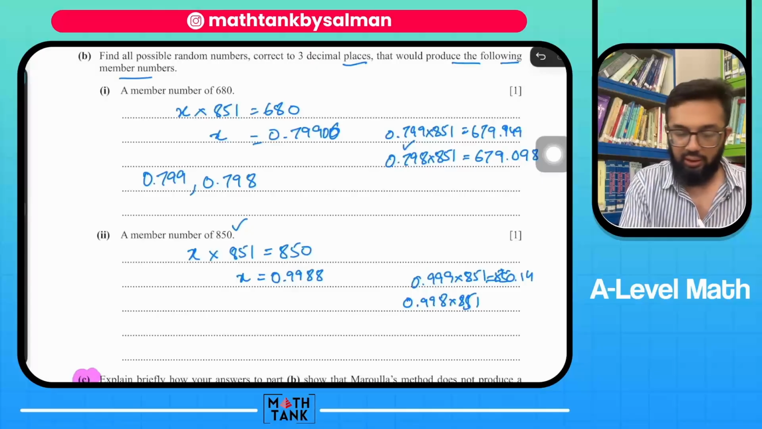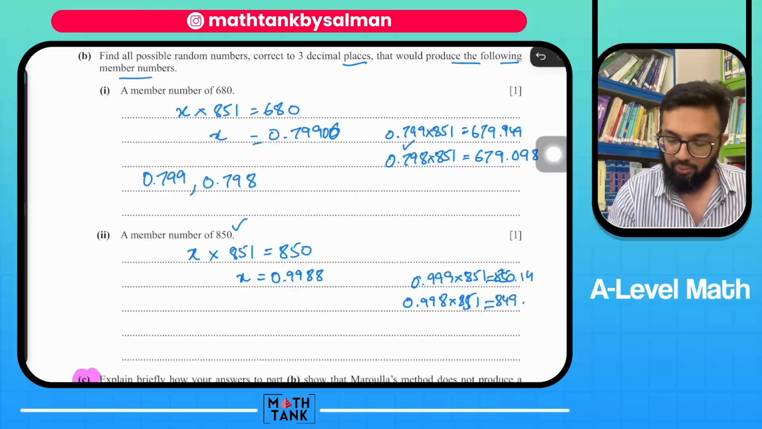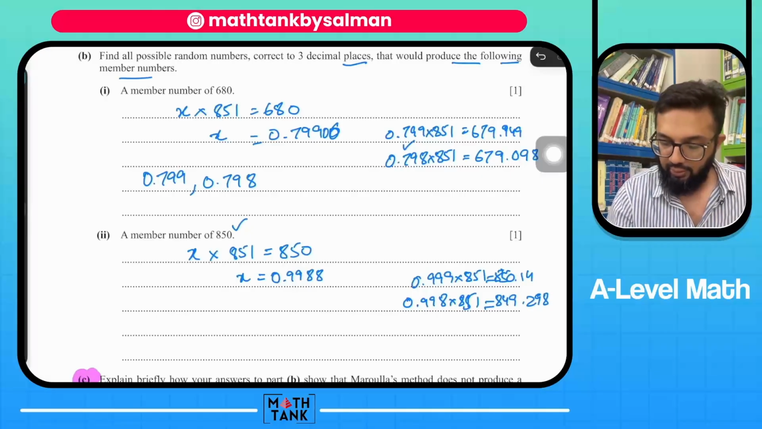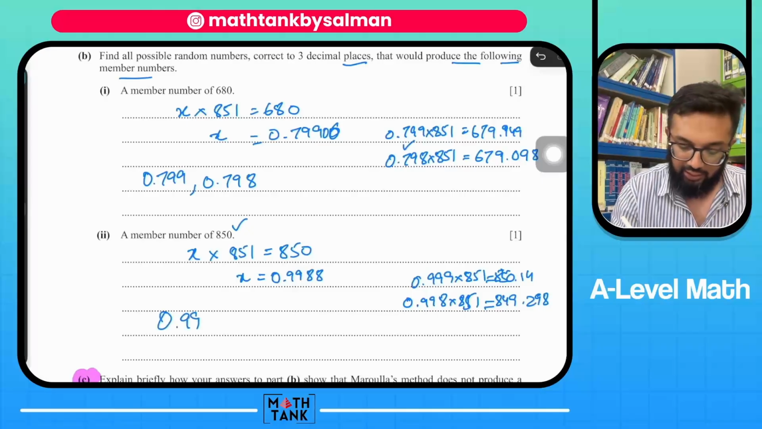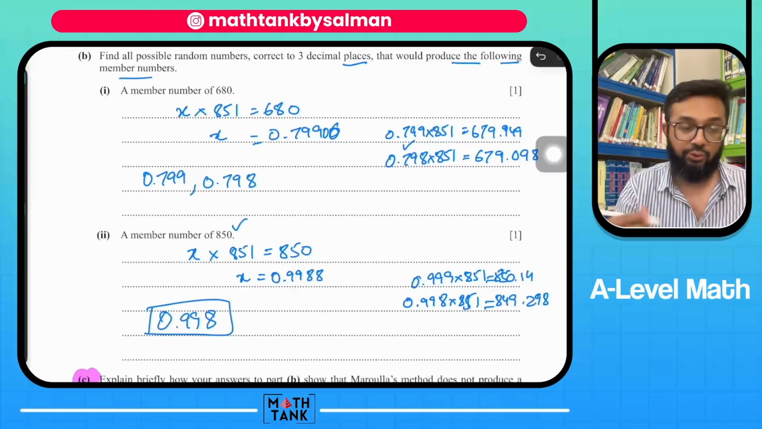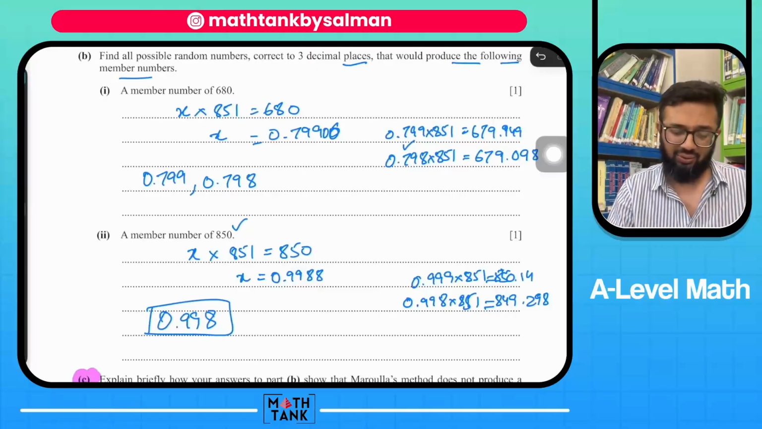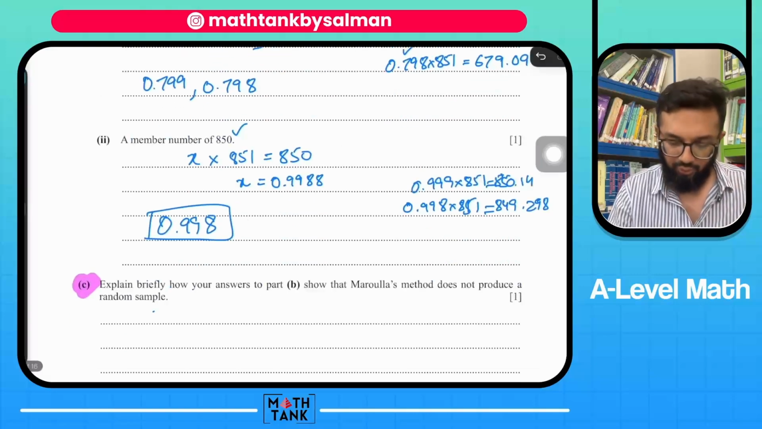Okay, 0.998. That gives me 849.2. Okay, so 0.998 is the number that rounds up to 850. I should also check 0.997. I'm doing that on my calculator. It's giving me 848.447. That means it rounds up to 849. That shouldn't be the correct answer.